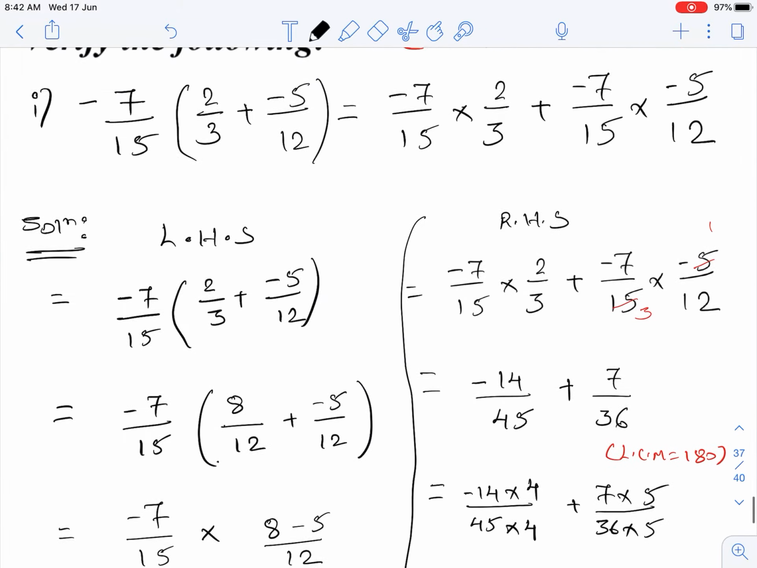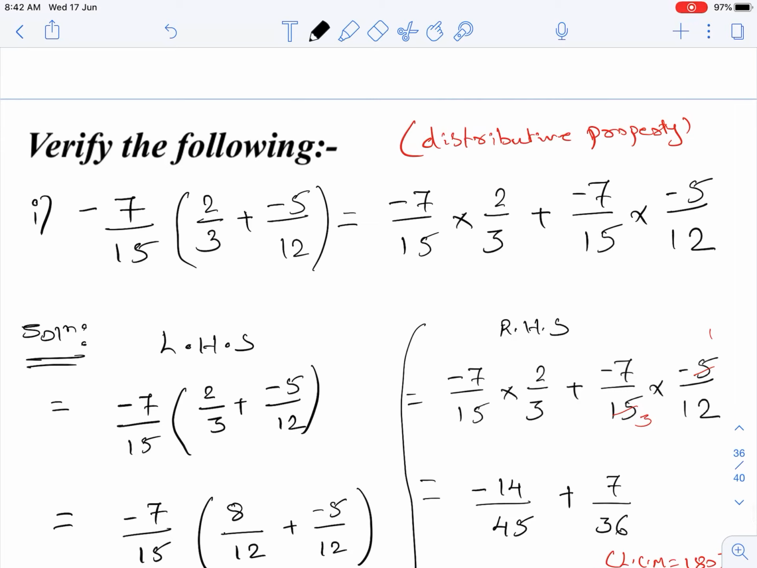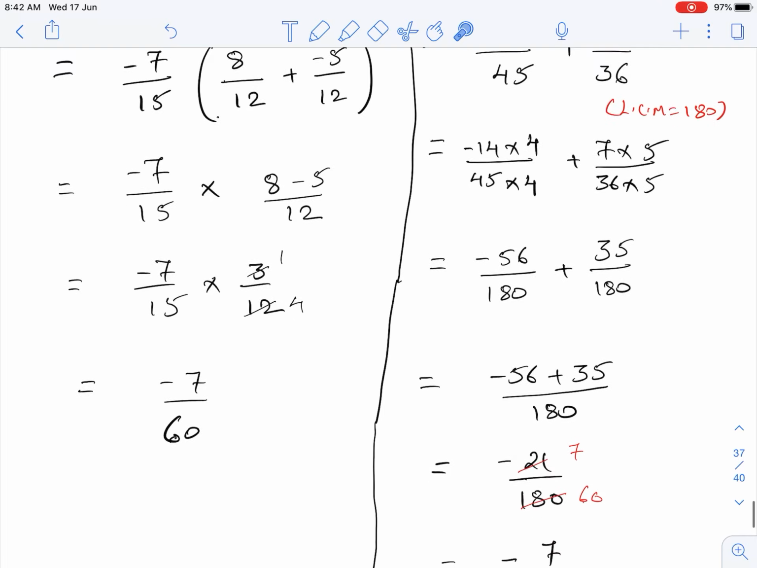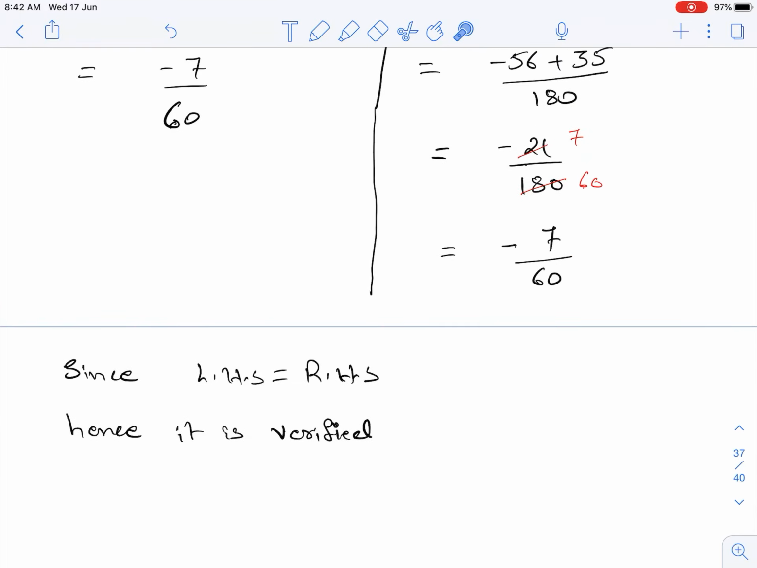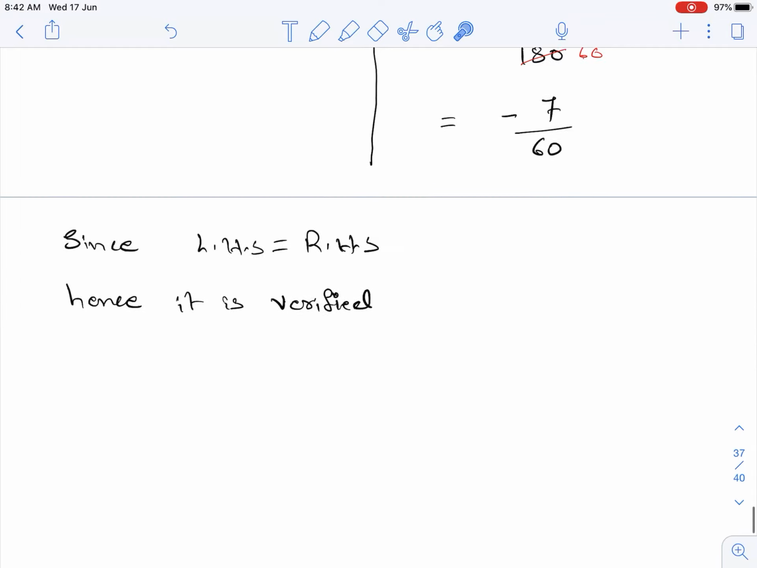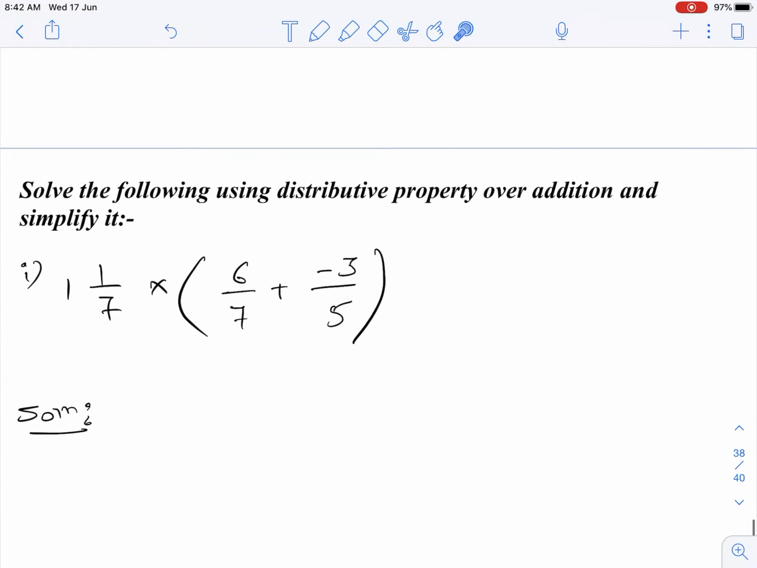Again remember that the question was given about verifying the following. Whenever verification is given for equal to, we have to solve it by the LHS RHS method. First we have solved this LHS, and then we solve RHS, then we confirm whether we are getting the same answer or not. We will get the same answer because it is a property. Now let us solve our next example.